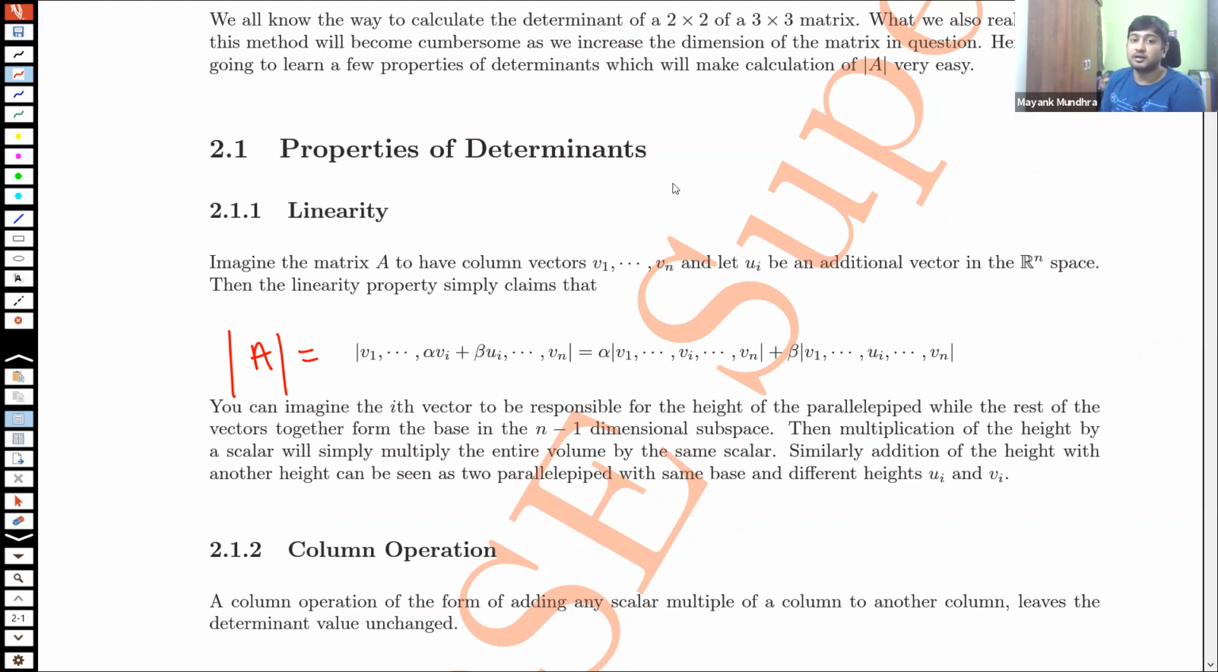Okay, by the way, determinant is only calculable for an n cross n matrix. It needs to be a square matrix. So determinants only for square matrices. If it's not a square matrix, no point of a determinant.